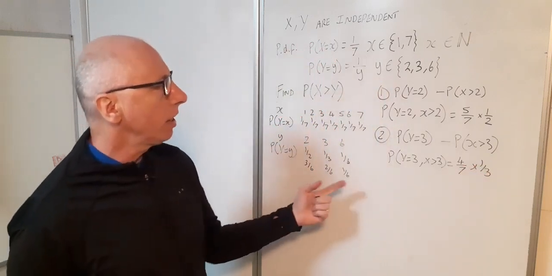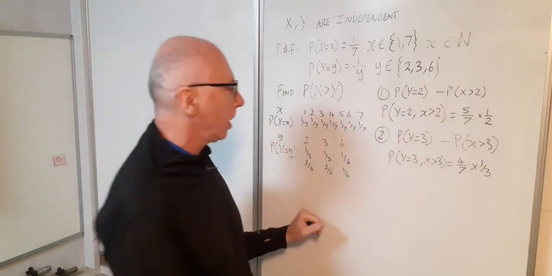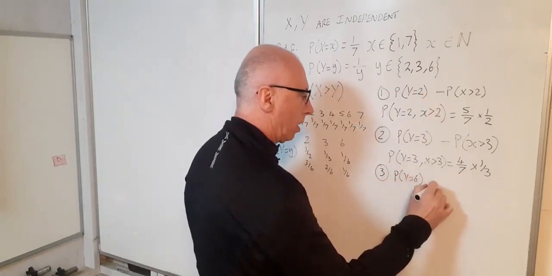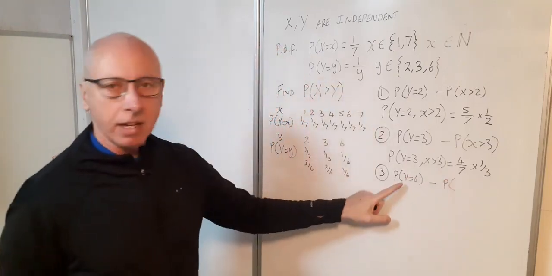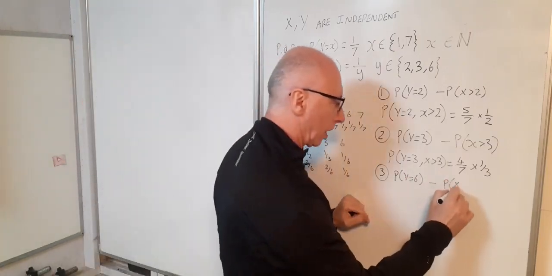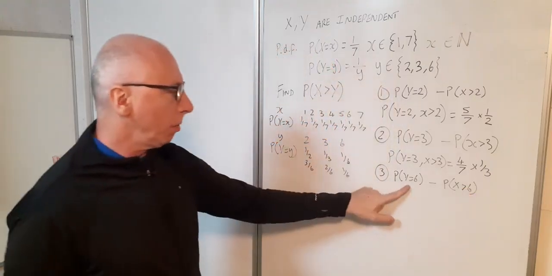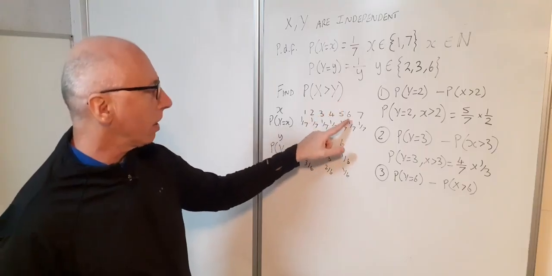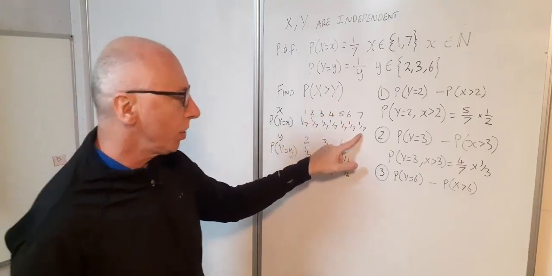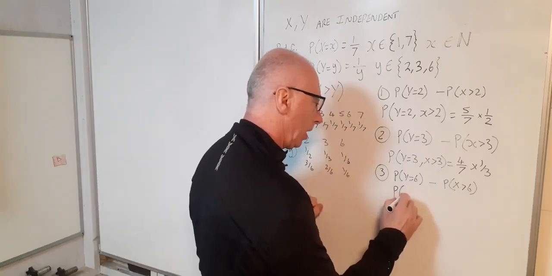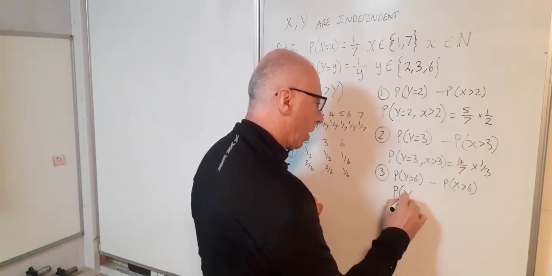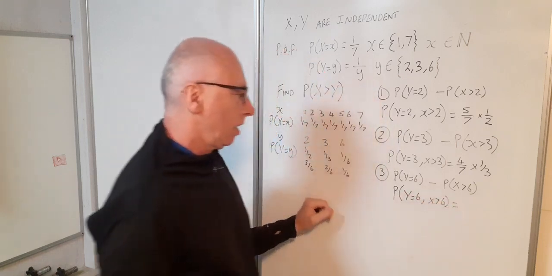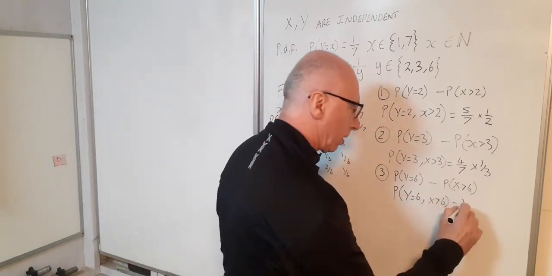And then the third case is when y equals 6. So then we want the probability y equals 6, and we want the probability that x is greater than 6. So probability y equals 6 is 1/6. Probability x is greater than 6 is only one chance, so it's 1/7. So let's write out our probability. So probability y equals 6 and x is greater than 6. So then we've got 1 over 7 times 1 over 6.